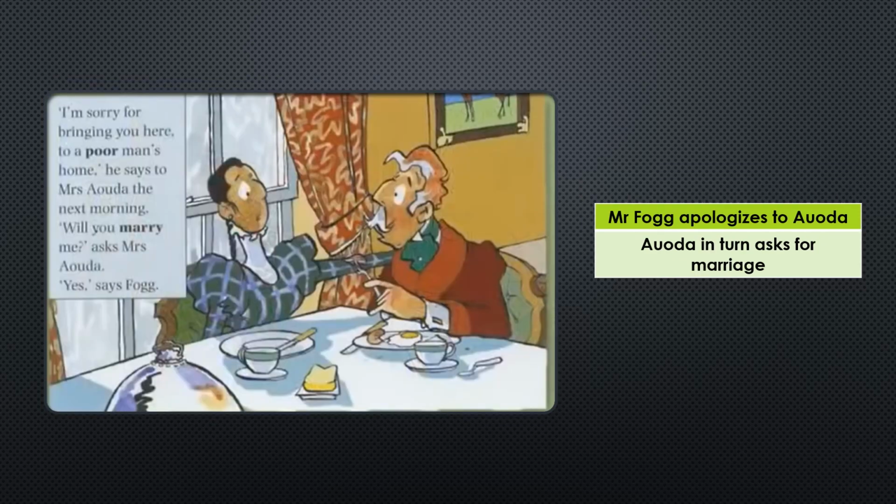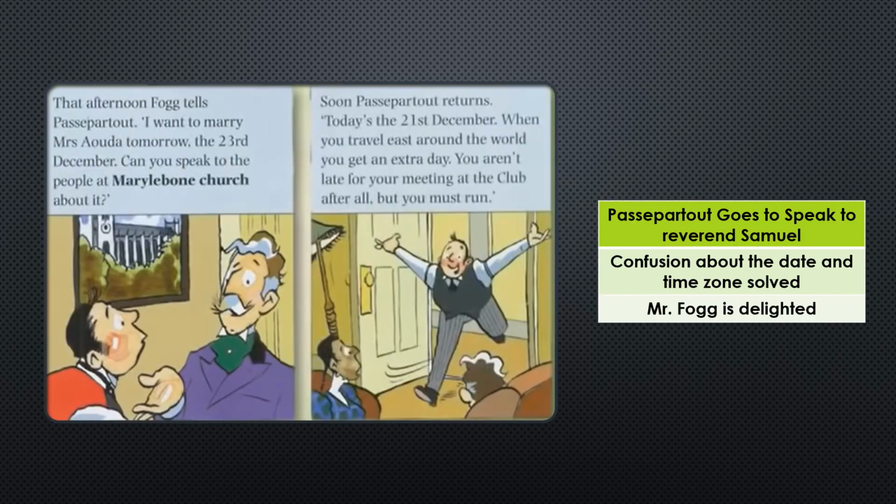"I am sorry for bringing you here to a poor man's home," he says to Mrs. Auda the next morning. However, Mrs. Auda asks him for marriage and Mr. Fogg says yes. That afternoon, Fogg tells his servant Passepartout that he wishes to marry Mrs. Auda tomorrow, the 23rd of December, and asks if he could speak to the Reverend of Marylebone Church about it.